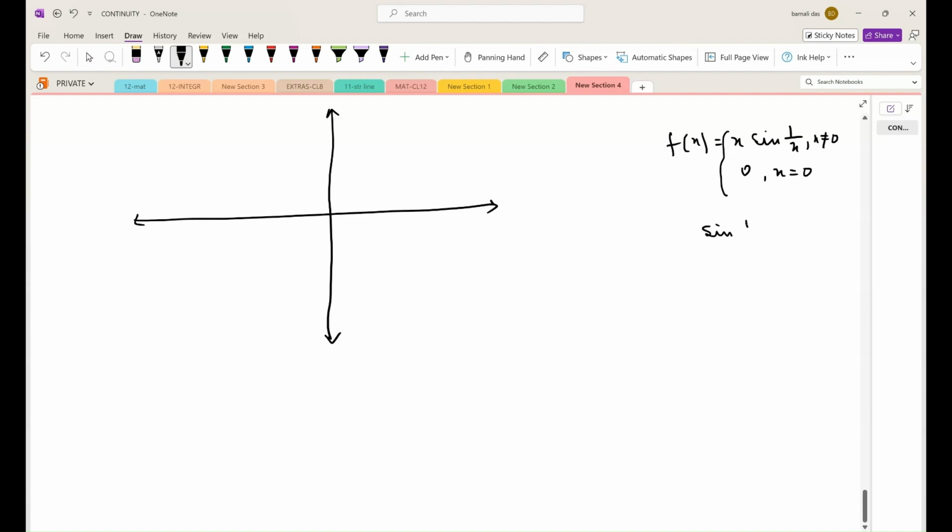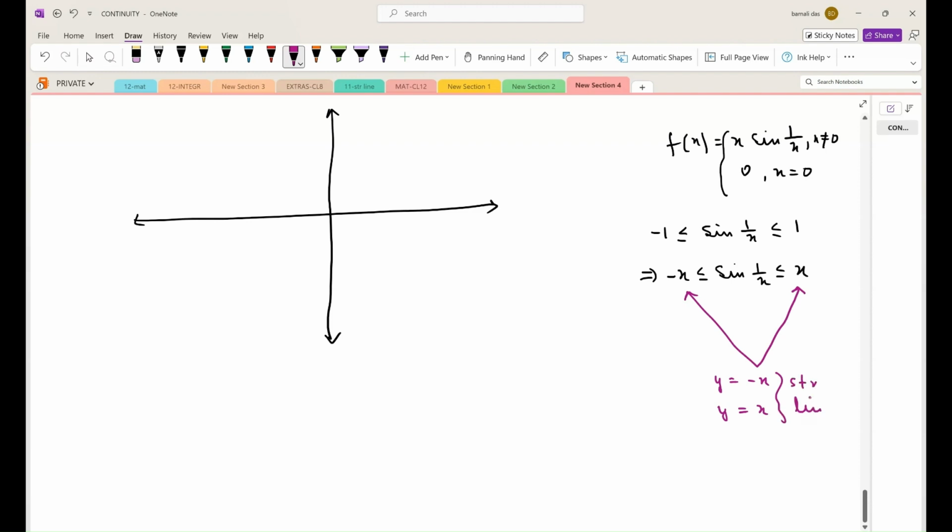Sine 1 by x lies between minus 1 and 1, just like we did with the parabola. Same thing I'm doing here. That means if I wanted to bring x square there, I had to bring x square. So now I have to bring x, so I multiply x on both sides. So the two binding functions that will bind and discipline x sine 1 by x are y equal to minus x and y equal to x. These are two straight lines.